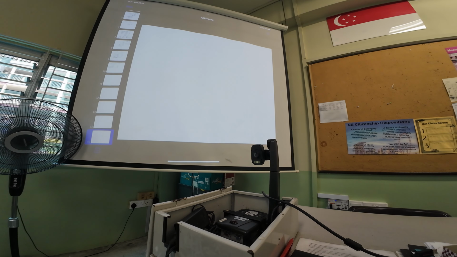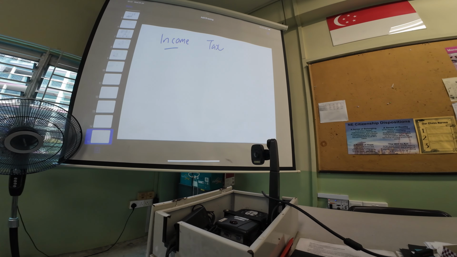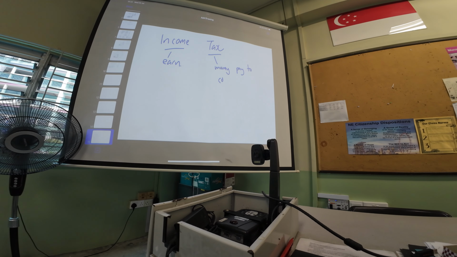Okay. The next part of the topic is on income tax. Income is how much money you earn when you work to get paid, so that is your income. Then tax, we said before, is the money you pay to the country or to the government for the government to be able to run, for the country to be rich with money.